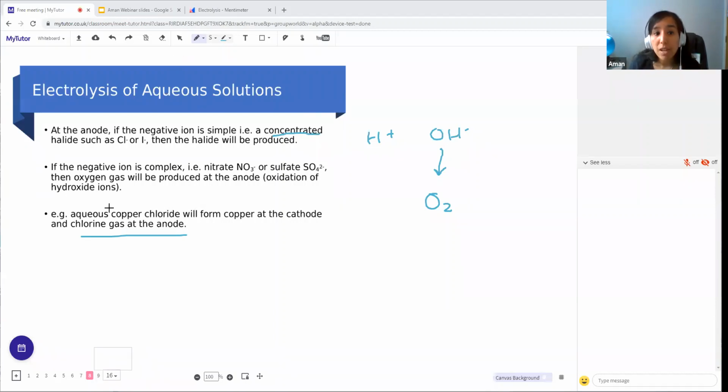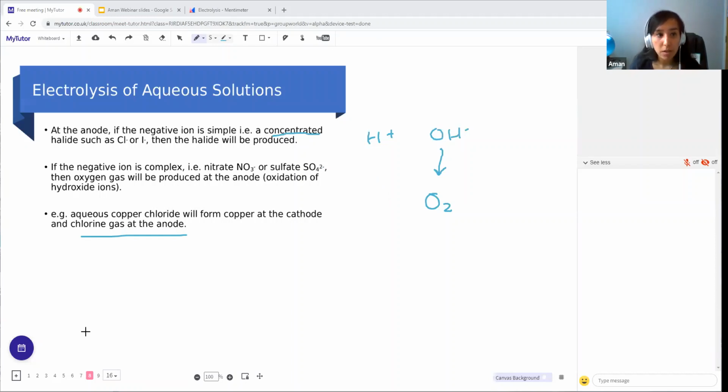And again, the reason for this is to do with the reactivity. So for example, a nitrate ion is quite stable. It likes to stay as a nitrate ion, and that's why oxygen gas will be produced instead, because the nitrate ion does not want to lose its electron. It likes to stay like that, whereas the hydroxide ion is quite happy to lose its electron if it needs to produce oxygen gas. So it's to do with the willingness of these elements or compounds to lose electrons at the anode.